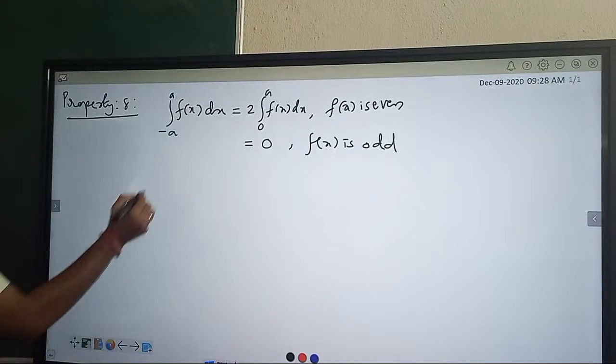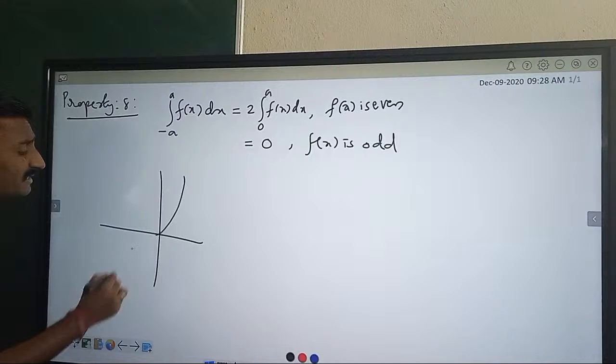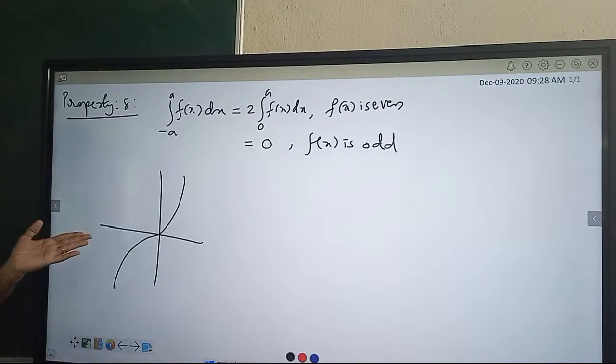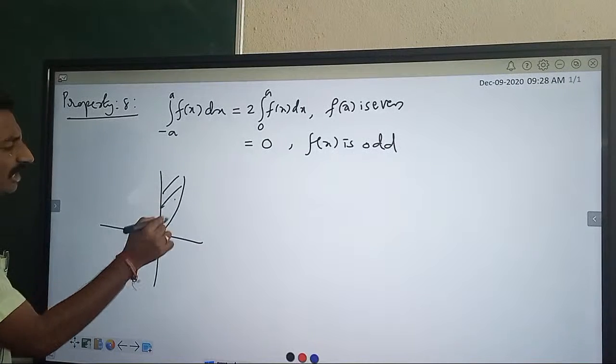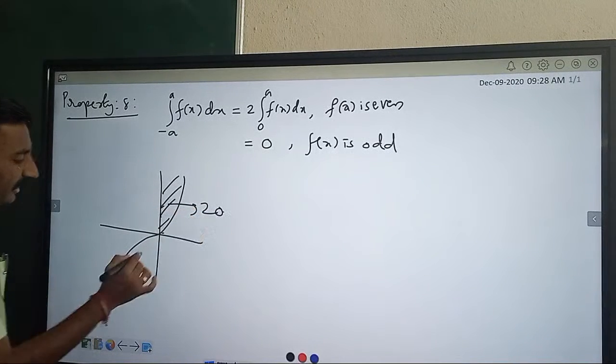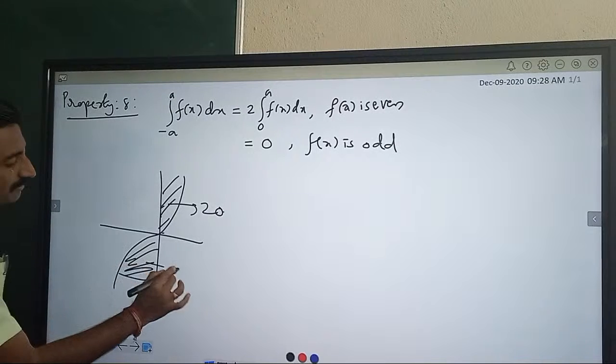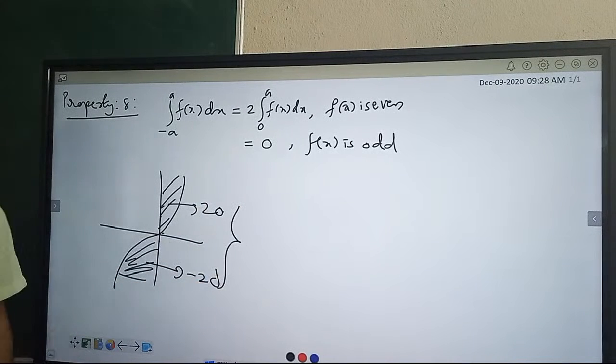Why does this happen? Because an odd function looks like this. X cube it is. Half the value of y what you are getting, say for example 20, and the value what you are getting here is minus 20. Let us add both, you get 0 only. So that is the logic behind it.